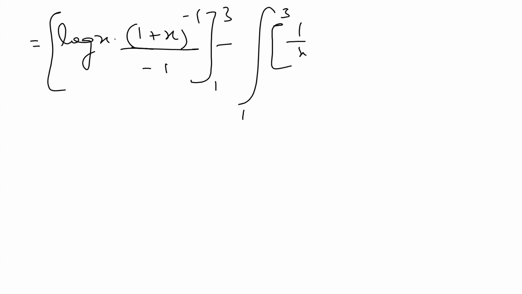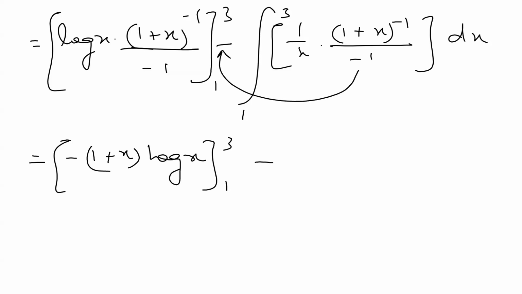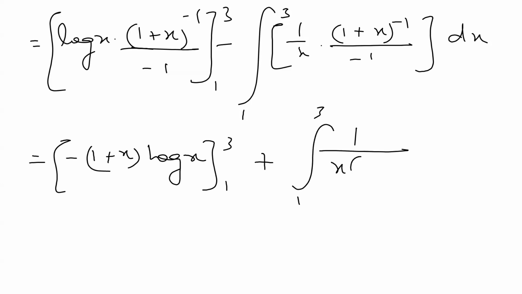d by dx of log x is 1 upon x, and integration of (1 plus x) the whole square. Okay. Now this minus and this minus will be plus, 1 upon x into (1 plus x).